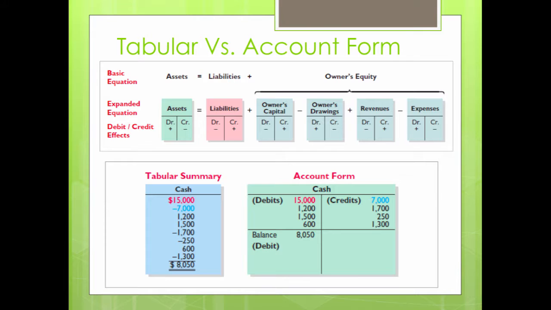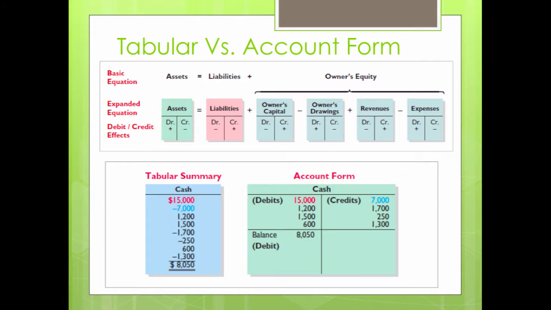We learned how to analyze transactions using the accounting equation both in basic and expanded form. We learned about debits and credits. One critical point to remember about debits and credits is that debit does not mean decrease and credit does not mean increase. We learned that debit is left and credit is right.